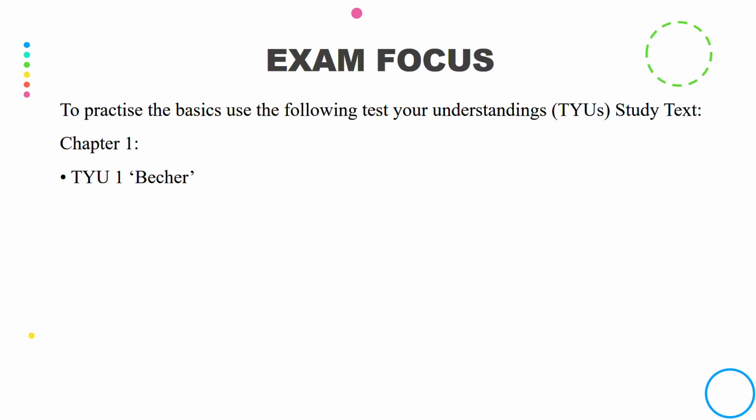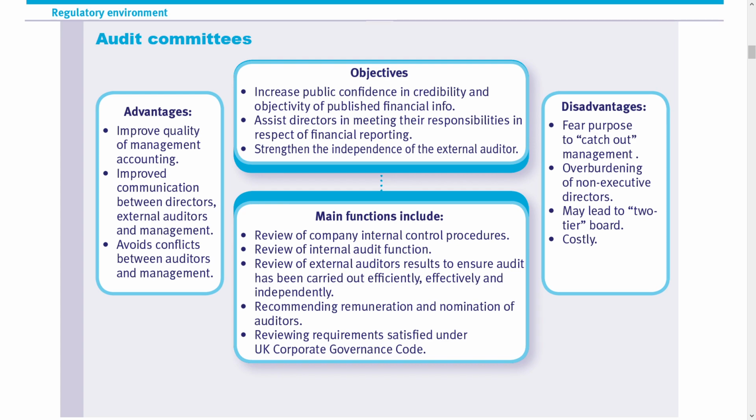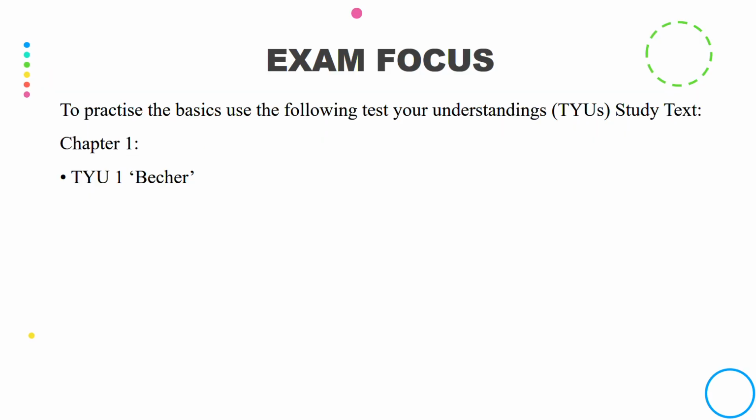Now, that's it for our first topic, the regulatory environment. We have covered all three. From the exam focus, you need to go through Test Your Understanding in your textbook, in chapter 1. The name of the company is given. Test Your Understanding 1 you need to do to have a basic understanding of all this regulatory environment. Now coming to 2.